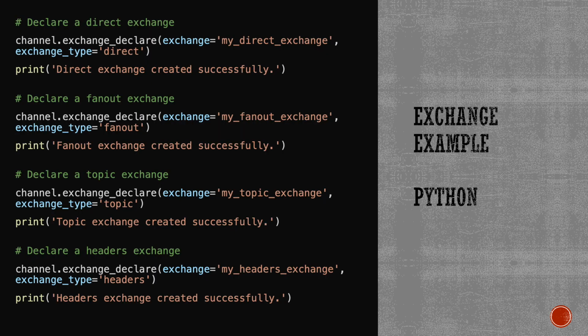The code declares exchanges of different types in RabbitMQ. Direct exchange: messages are routed based on a matching routing key. Fanout exchange: messages are broadcast to all queues bound to the exchange. Topic exchange: messages are routed based on wildcard patterns in the routing key. Headers exchange: messages are routed based on header attributes matching specified criteria. After declaring each exchange, a success message is printed indicating the successful creation.